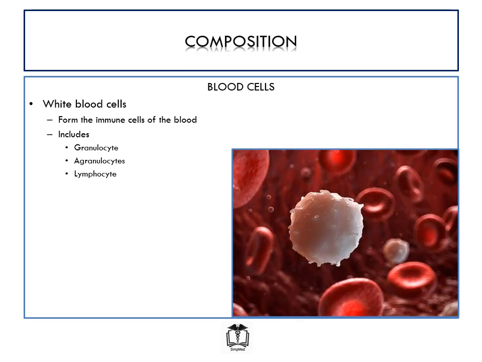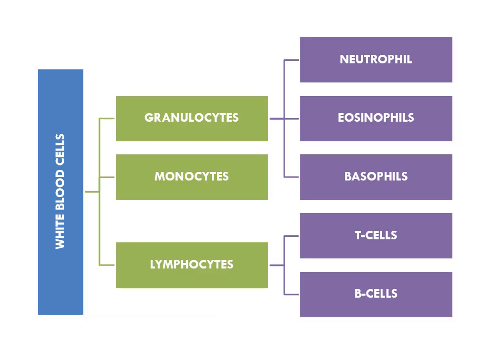White blood cells are also called leukocytes. They are the cells that tend to be involved in the immune functions of the blood. They include the cells known as granulocytes, agranulocytes, and lymphocytes. So this is an image that shows for us the various subtypes of white blood cells, starting with the granulocyte. Granulocytes are cells that contain visible cytoplasmic granules. They include neutrophils, eosinophils, and basophils.